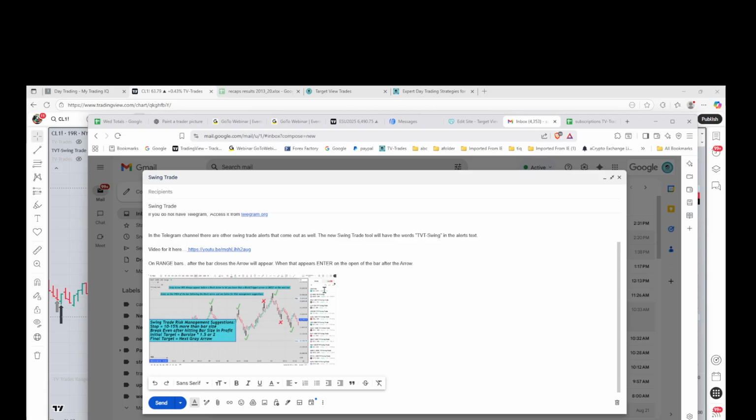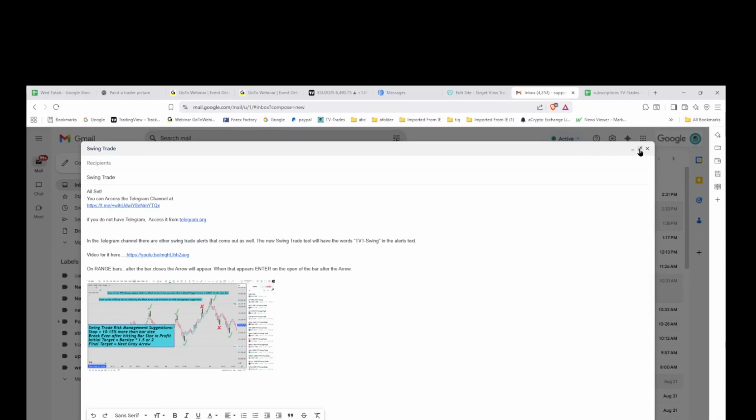Now, I know this is really small to you. I wish I could make it bigger. I might be able to make it bigger like this. And that's going to make it smaller. But the TV trade swing trade risk management suggestions: the stop is 10 to 15% more than the bar size, to break even after hitting the bar size in profit. So for a 100 range, once you get 100 ticks in profit, you move the stop to break even, maybe plus a little bit. Initial target would be like 150 to 200 ticks. Final target would be the next gray arrow. That is a suggested way to trade it. Now you can trade it however you want.